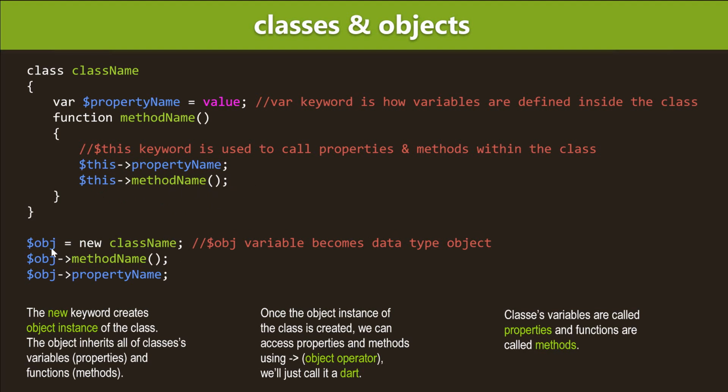Now outside the class, we actually instantiate the object using the new keyword followed by our class name, and at this point when we do this, the object of the class has been instantiated, and that means the object is going to inherit, basically obtain, all the methods and properties of that class. So we can use the dart operator again, or the object operator, to access all those properties and methods with the object.